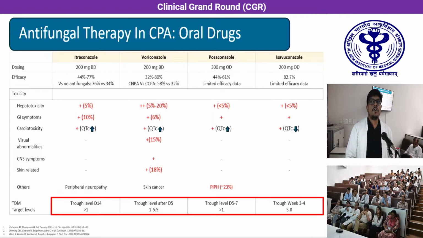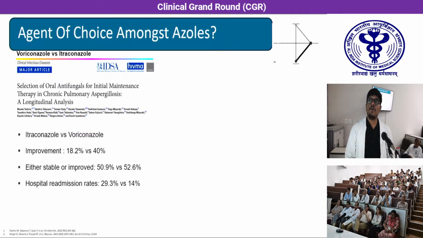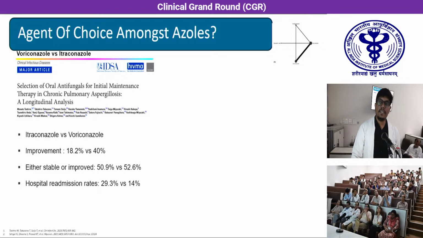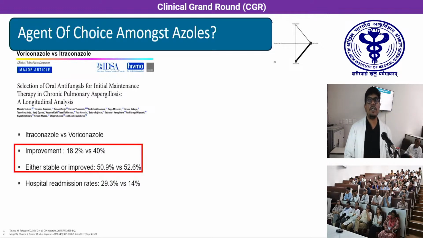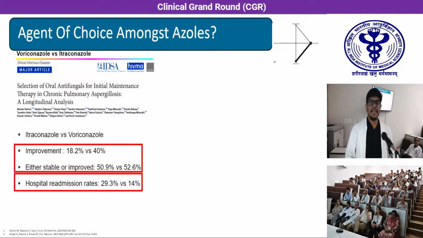Since most of these drugs follow first order kinetics, one needs to obtain a trough level to ensure that patients have adequate drug levels. Now, is there a difference or choice amongst azoles? So this study had compared ITRA versus VORI in terms of initial maintenance therapy for CPA. What they noted was that clinical improvement was higher in the voriconazole arm. However, when they combined both patients who were stable or showed clinical improvement, there was no significant difference. Hospital readmission rates, however, were slightly higher in patients who started off with itraconazole as initial maintenance therapy.